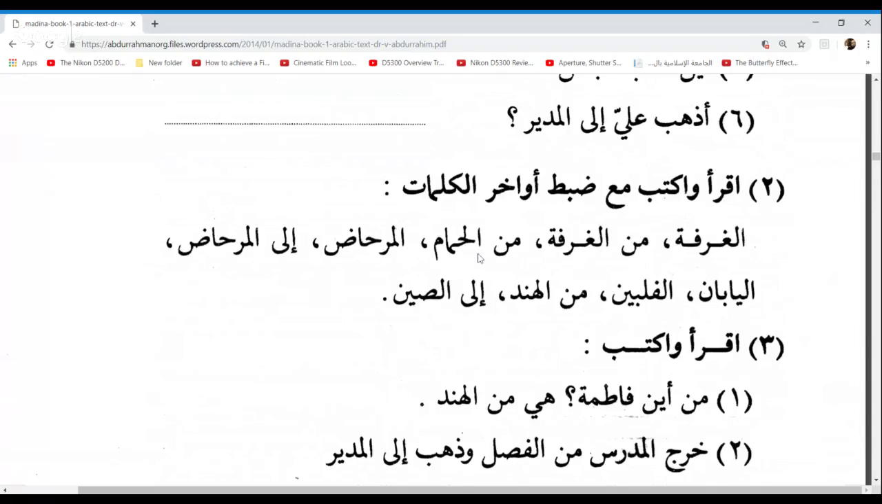Go ahead. من الحمام. From the bathroom. Good. Go ahead, Yusuf. المرحاض. Again, repeat that. المرحاض. Yeah, good. The toilet. Go ahead. إلى المرحاض. To the toilet. That's right.